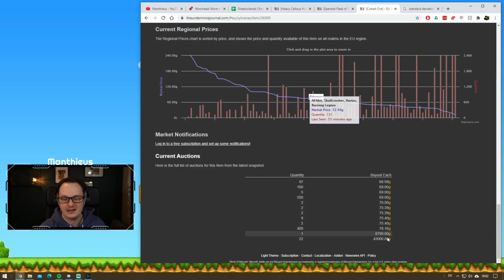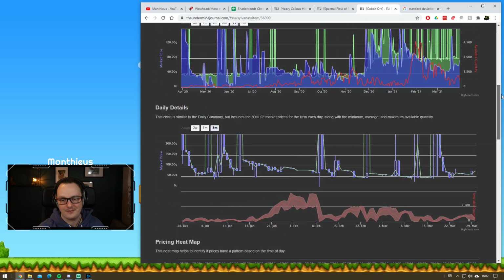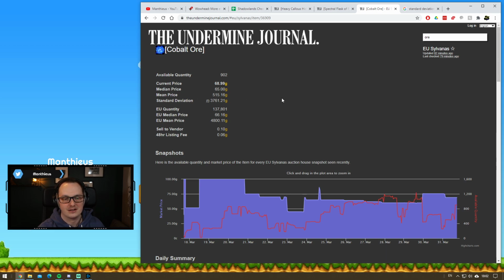But as we can see, these few outlier listings, nobody in their right mind, unless they do it completely by accident, is going to pay these values for Cobalt Ore. So realistically, you shouldn't consider them. If these weren't there, you can see you've only got these listings between 69 and 79 gold, and a person that's even half good at maths will tell you that the average price then is about 70, 75 gold for this. So yeah, this is what I wanted to really emphasize.